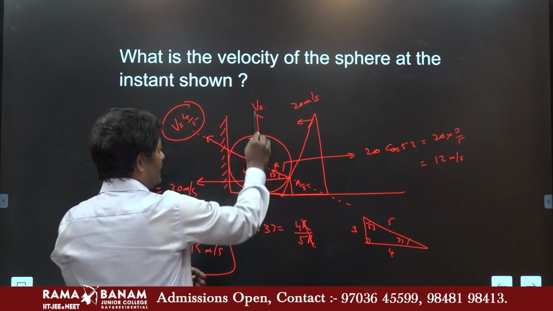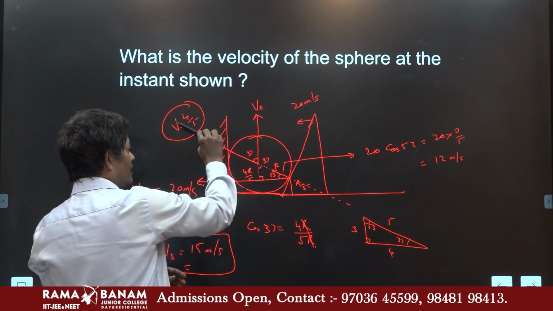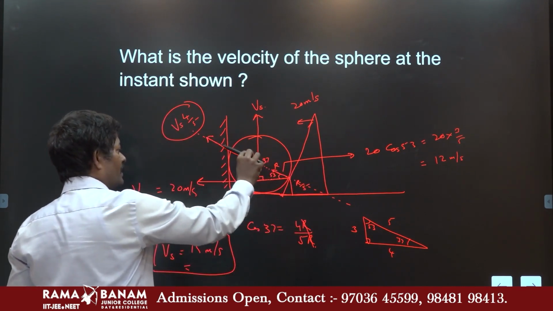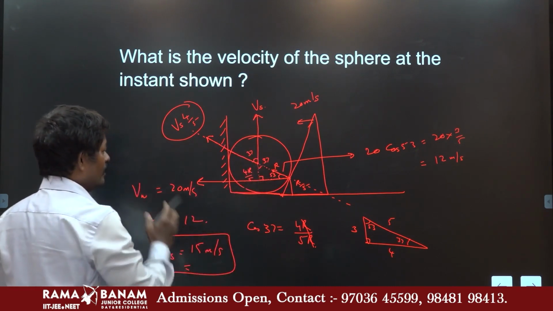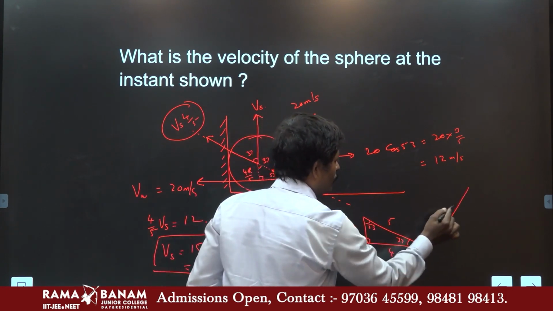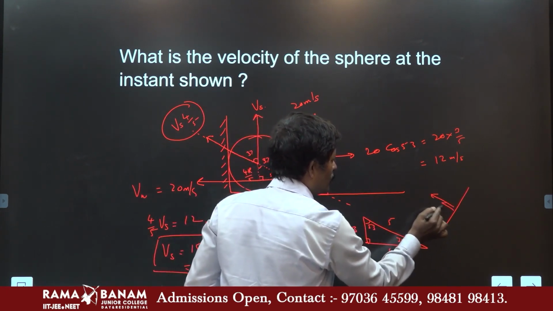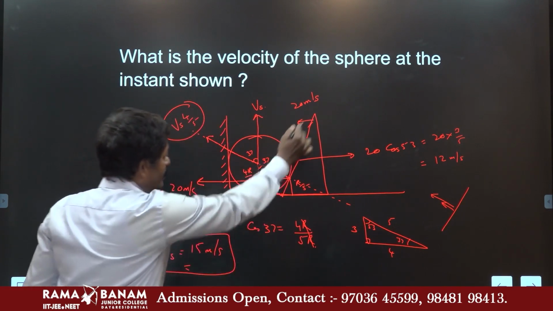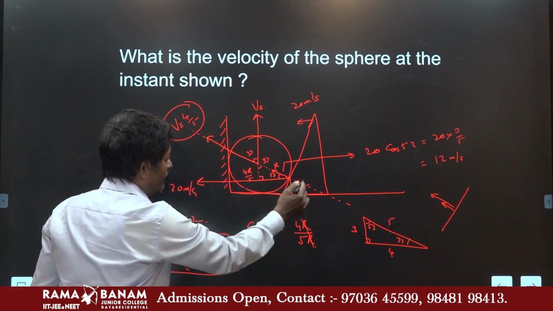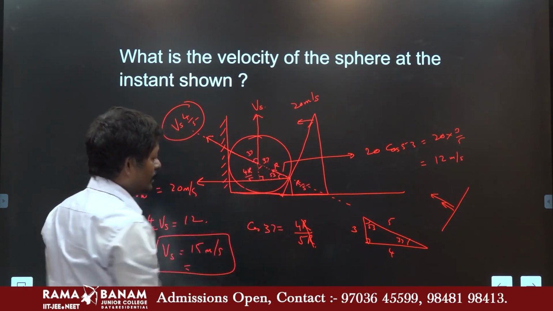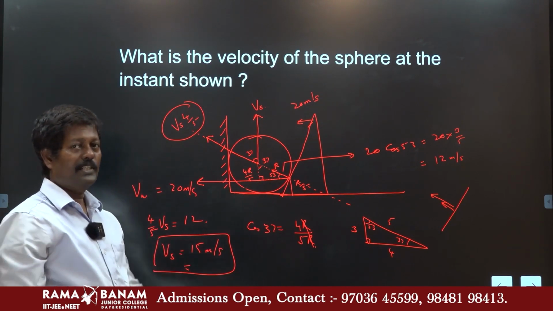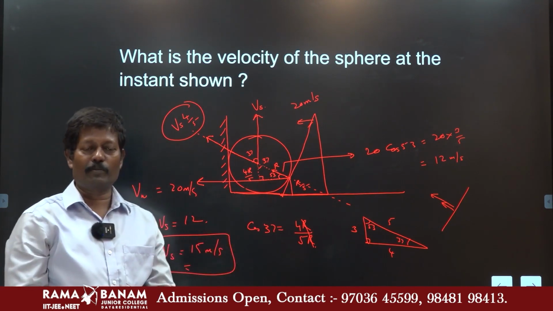Again, Vs cos 37 should match with Vw cos 53. Why have we taken it like that? Because perpendicular to the surface, the velocity of both should match. This is the surface of contact. Velocity of the sphere perpendicular to the surface, velocity of the wedge perpendicular to the surface, they should match. From that we get the velocity of the sphere. Okay. So these are the tricky ways of doing the problems.